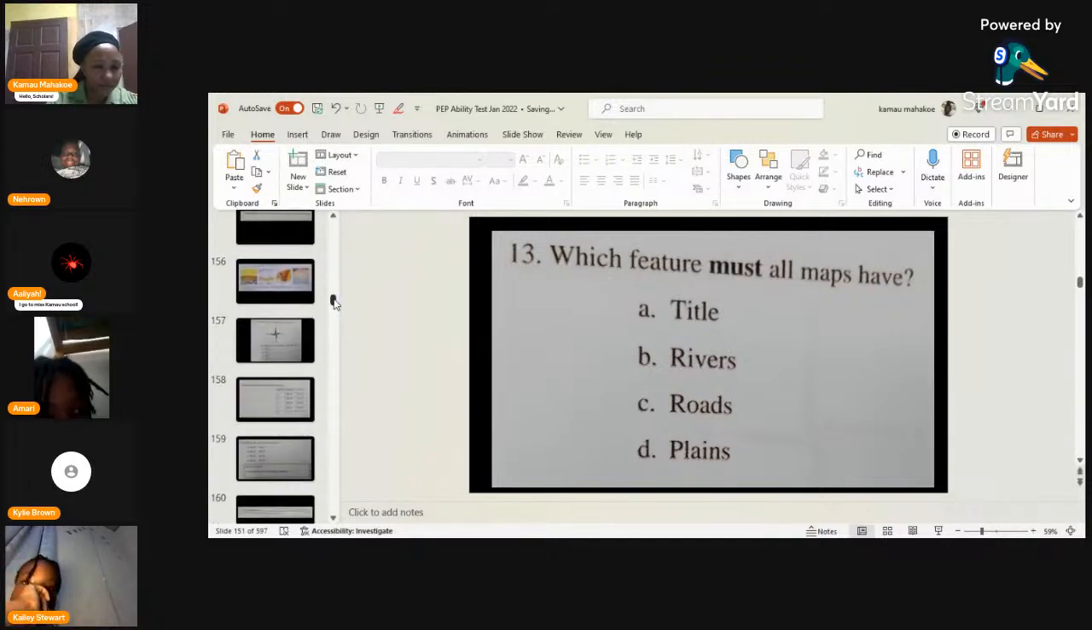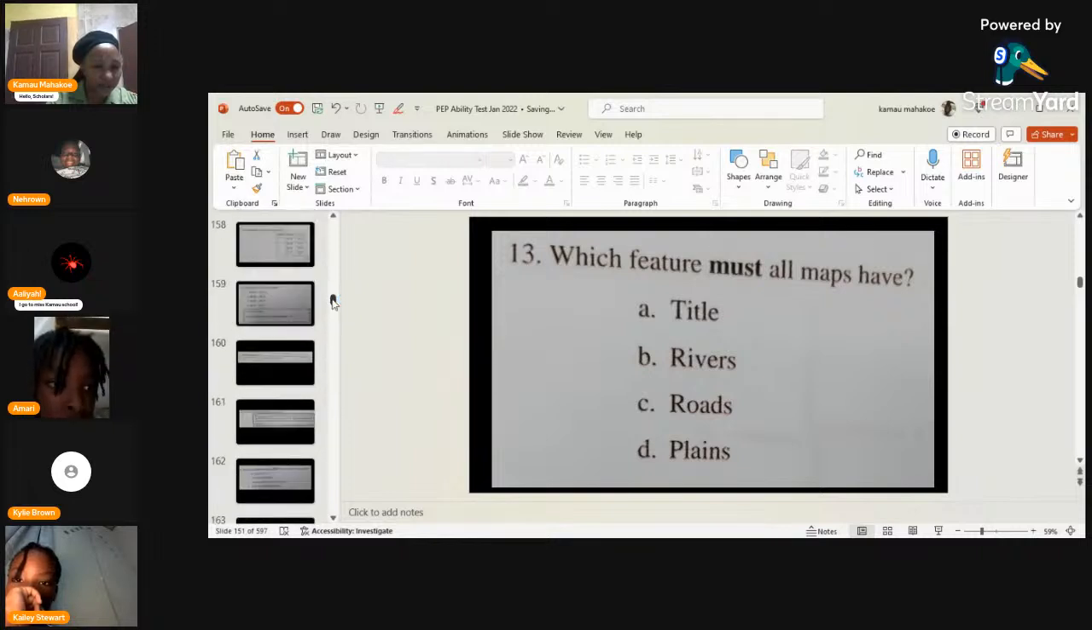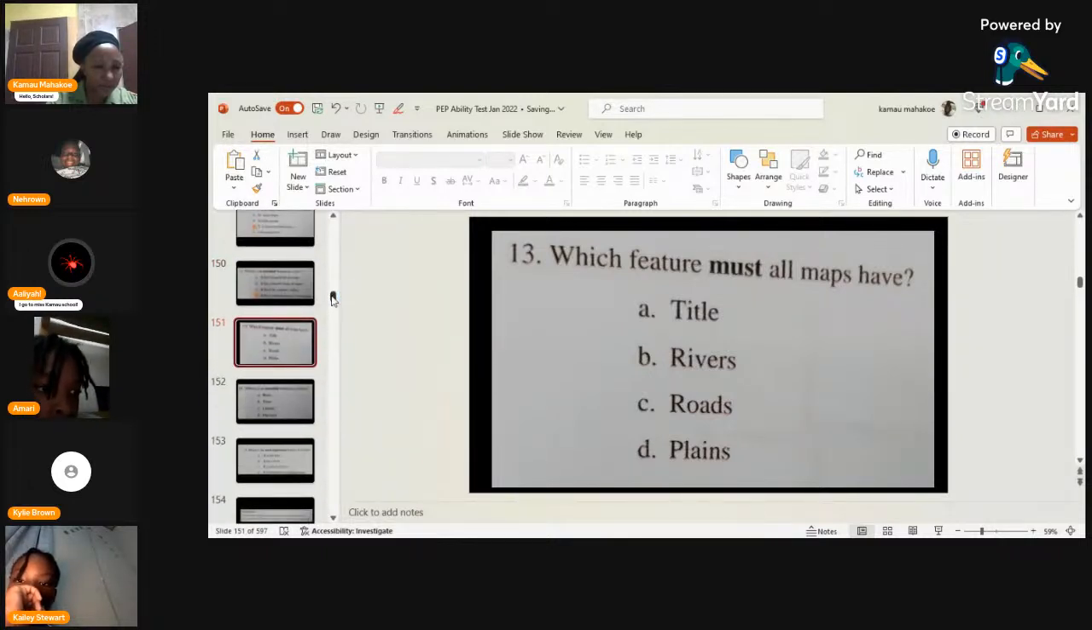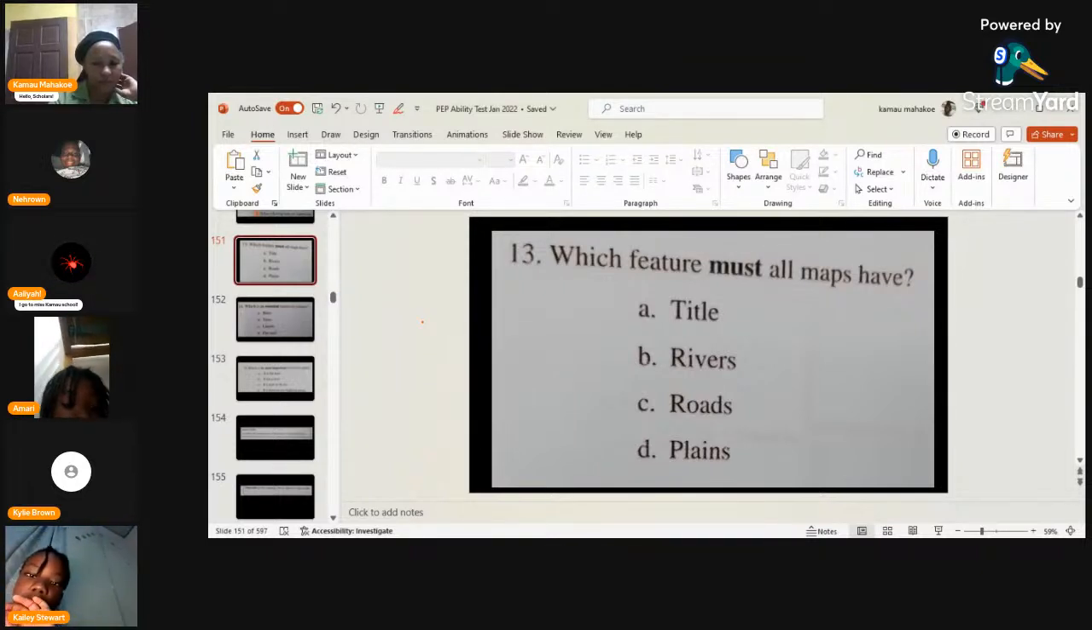Alia, yes, Miss, question 13. Number 13. Which feature must all maps have? A. Title. B. River.